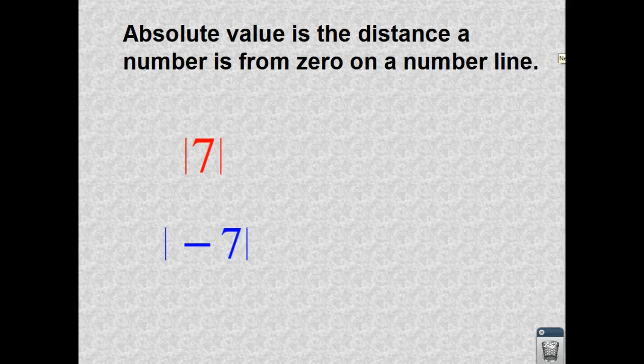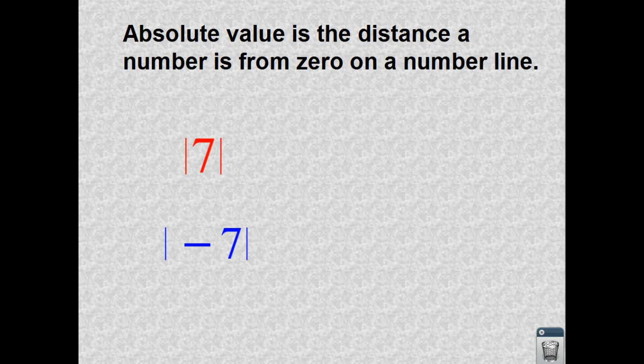Absolute value is the distance a number is from zero on a number line. So we have a new symbol here. We have two lines going vertically up and down with a number on the inside. That symbol means absolute value. So if I were to say, what is the absolute value of 7? That is asking, what is the distance that 7 is from 0 on the number line?